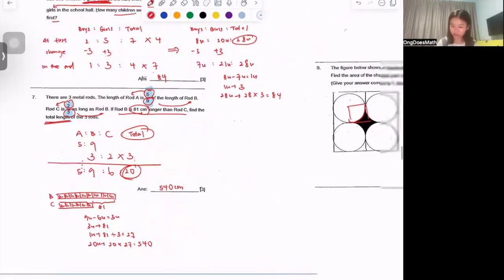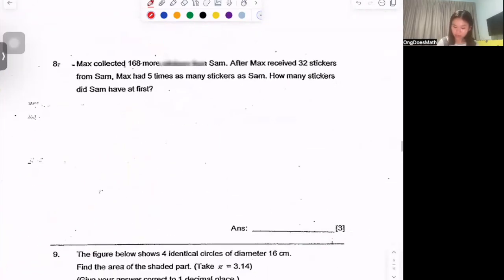Next we'll move on. Question 8. Max collected 168 more stickers than Sam. After Max received 32 stickers from Sam, Max had 5 times as many stickers as Sam. How many stickers did Sam have at first? So even I'm not a god, so I also have to draw a model. So please draw the model with me.